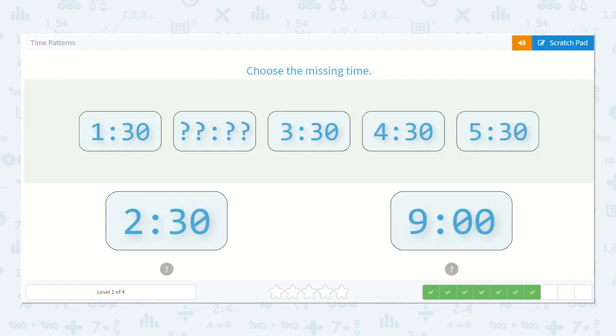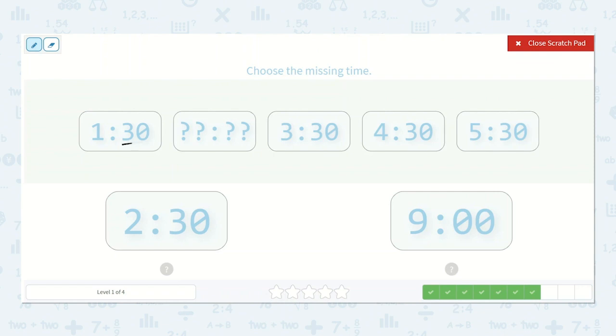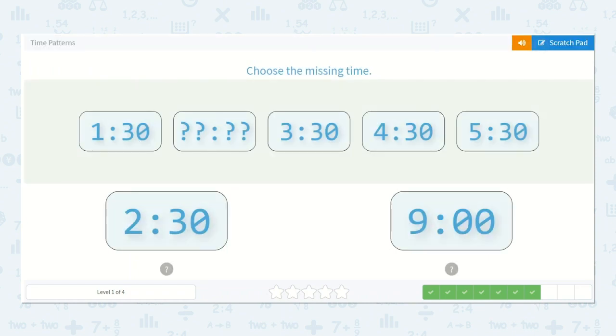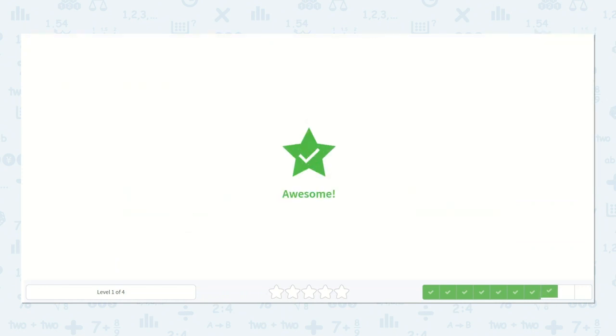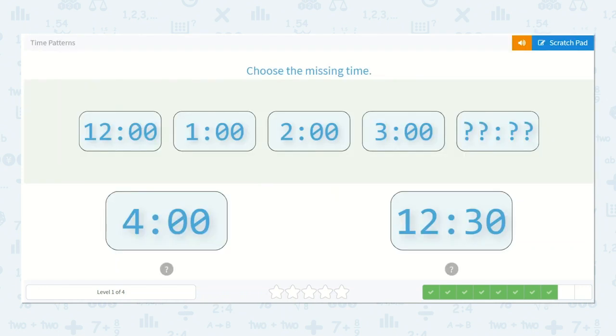Here we have 1:30, then our blank one, then 3:30, 4:30, 5:30. If I look at my two options, I know it has to be one that ends with 30, and this one does not. So it must be 2:30, but let's check. 1:30, 2:30, 3:30, 4:30, 5:30. Absolutely, we're adding 1 hour every time. Here we have 12, 1, 2, 3. What do you think comes next? Yeah, 4. They're just going in order.